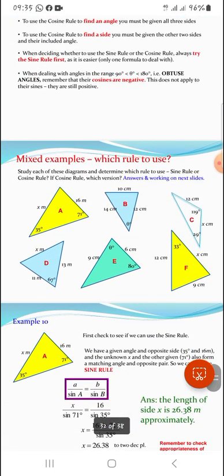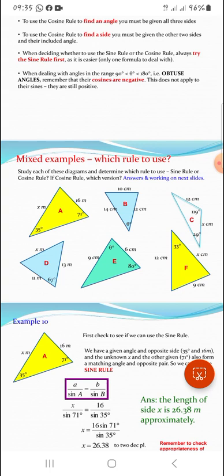Now let's come to this one here. They are just asking you which law you can apply. For number one, for triangle A, you are going to apply the sine rule, while for triangle B, you are going to apply the cosine rule. Why is it the cosine rule? Because all the three sides have been given. That is the condition that we gave earlier.